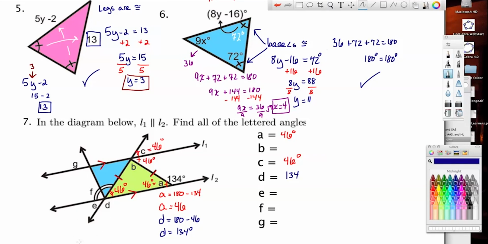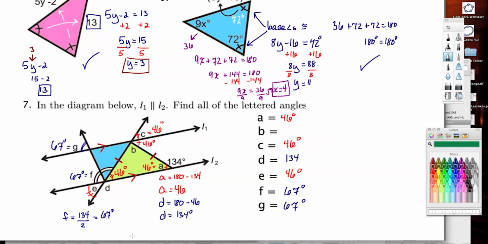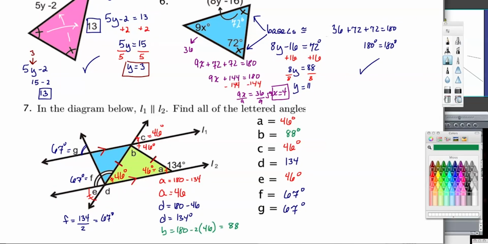I've got this whole big angle right here for F, and that is going to get bisected. So if I take 134 and divide by 2, it gives me 67. So G corresponds with F, so they're going to be congruent. E is going to be alternate exterior with angle C, so that's going to be 46. And then B is going to be 180 minus the two 46s there, because we've got three angles that are supplementary. All right.